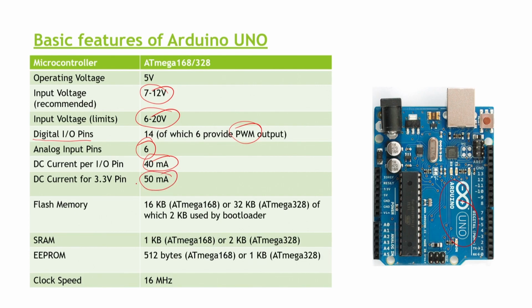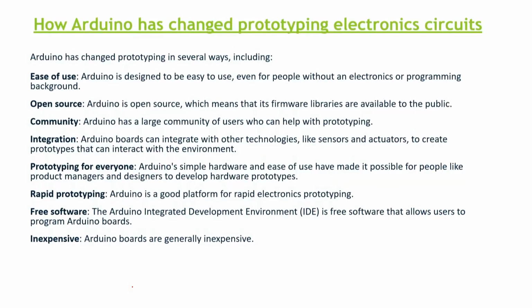Now, other than that, the memory is 16 KB if it is Atmega 168 or 32 KB if it is Atmega 328, of which 2 kilobytes are used for the boot loader part, and the rest you can use to upload your program. It also has some SRAM and EEPROM, and the clock speed is about 16 megahertz for such a system.